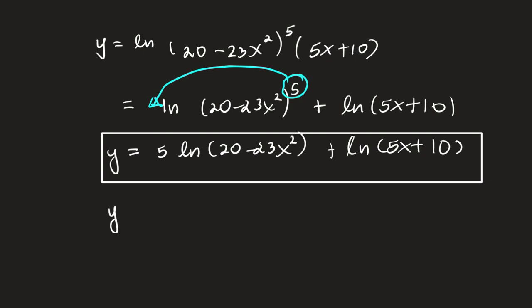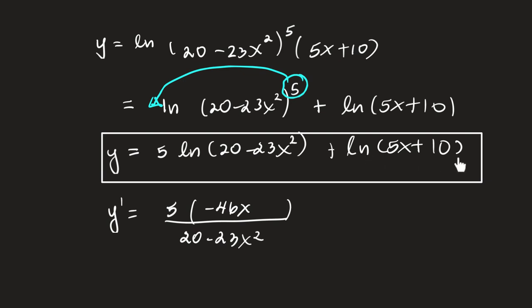So y prime is equal to 5 over the argument, in this case 20 minus 23x squared, times the derivative of 20 minus 23x squared, which is minus 46x. And then we're going to take the derivative of the second term, and it's going to give us 1 over the argument, 5x plus 10. And then in the numerator, we have the derivative of 5x plus 10, and the derivative of 5x plus 10 is 5.